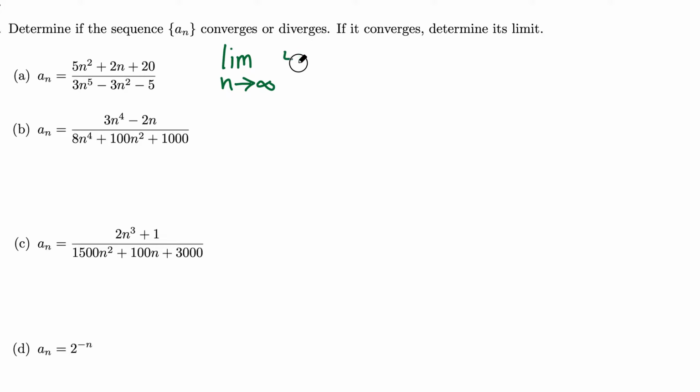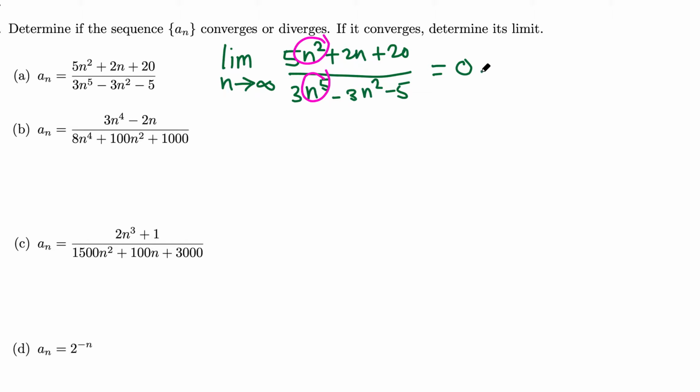So the limit of (5n^2 + 2n + 20) over (3n^5 - 3n^2 - 5) as n goes to infinity. Looking at n^2 and n^5, the bottom grows much faster because it has the higher power. We know from Calculus 1 that when we have a higher power on the bottom, this limit is 0. Yes, this sequence converges and the limit is 0. So the sequence converges to 0.